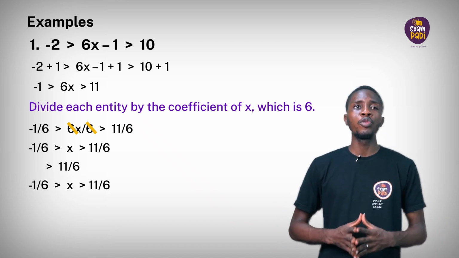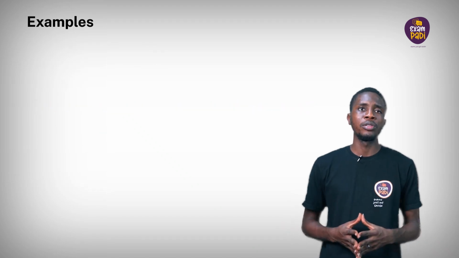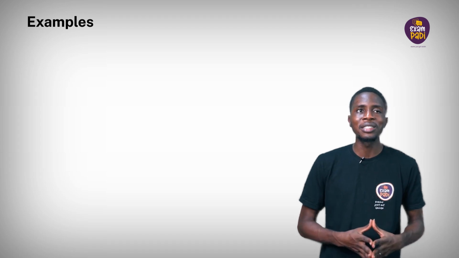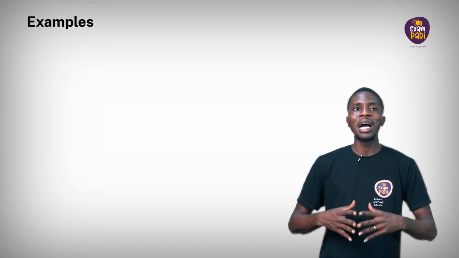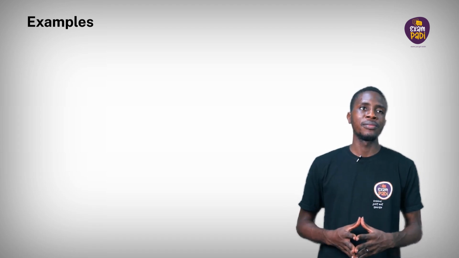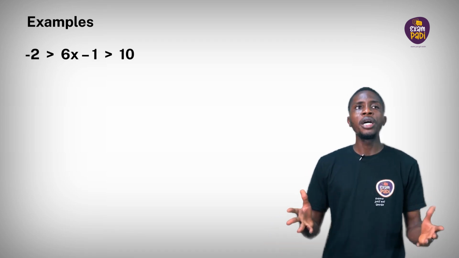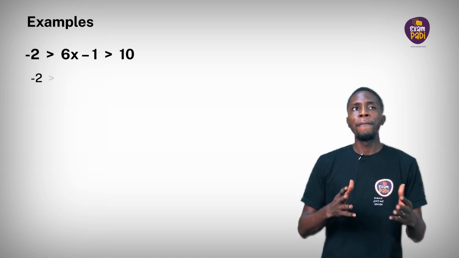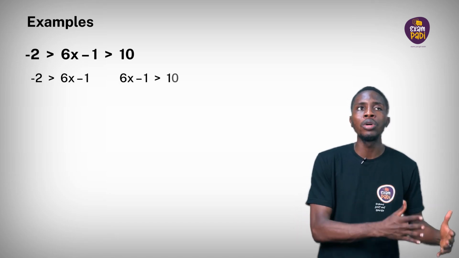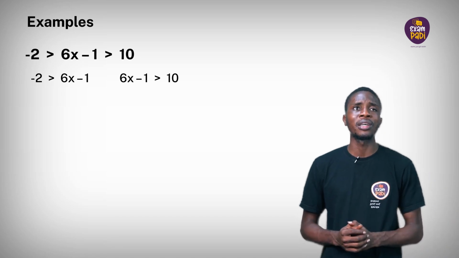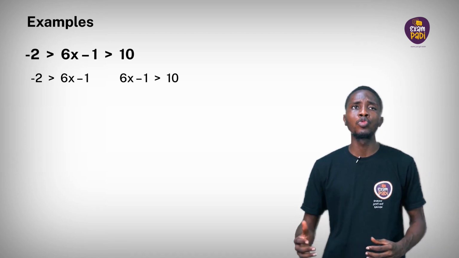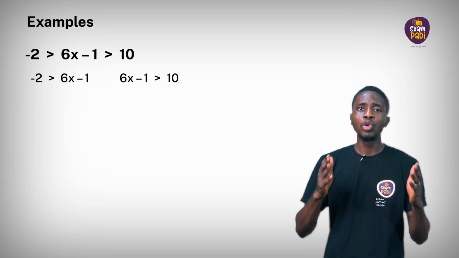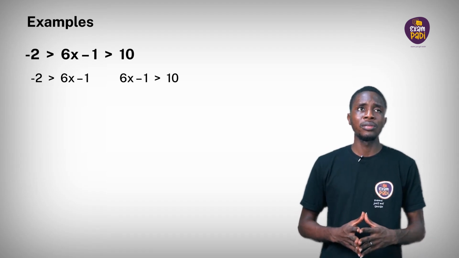We can also solve the question above using another method. In this case, we can split the inequality into a left-hand side and right-hand side equation and then solve simultaneously. For example, minus 2 greater than 6x minus 1 greater than 10. Minus 2 greater than 6x minus 1 on the left-hand side, and 6x minus 1 greater than 10 on the right-hand side. Remember, you are solving both simultaneously.